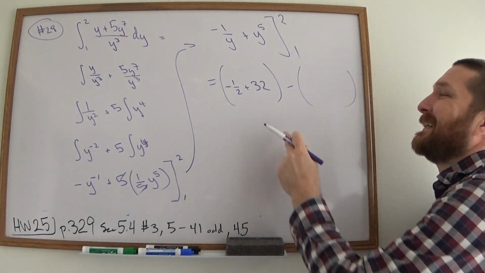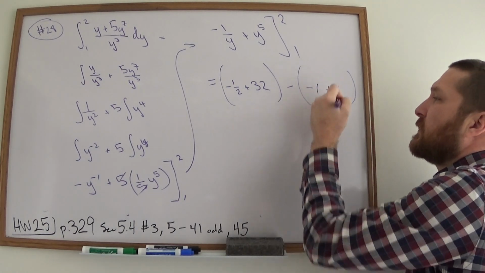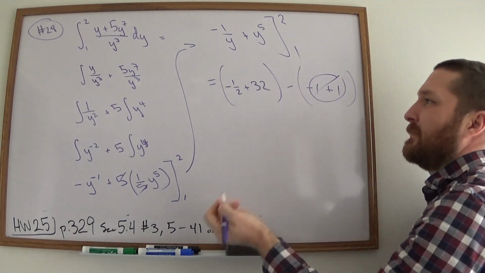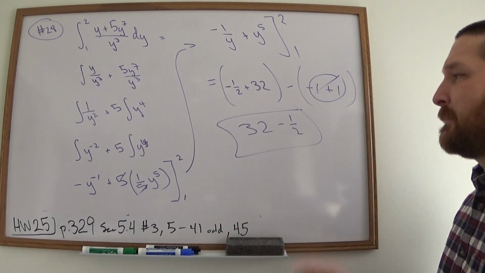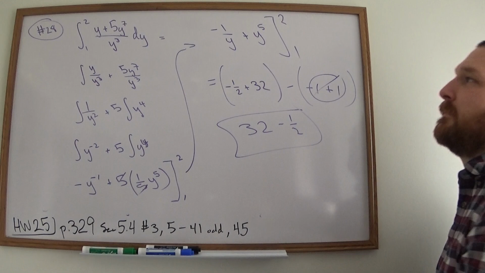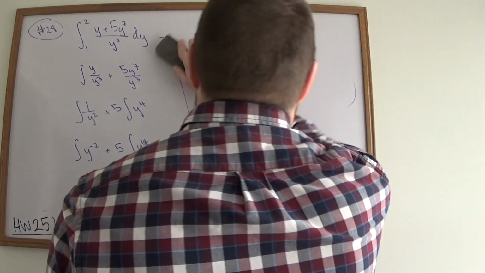Then we plug in a 1. We get negative 1 plus 1, that's a 0. So this is just 32 minus a half. I'm not going to bother. Okay, so there you go. That's how you do these.